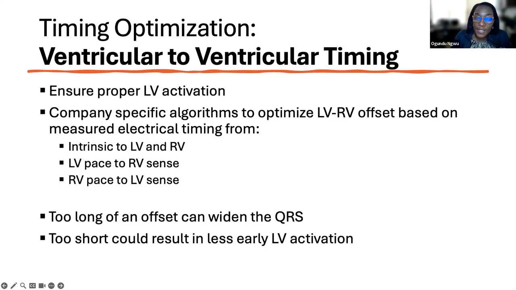But it's a trade-off too. If the threshold over there is extremely high and it's going to drain the battery, then maybe you take the one that is not as late. So it is really a combination of multiple things. And you can sometimes pace the RV and the LV together, or you can have an offset where you pace the LV before the RV or vice versa. So these are things that you measure, and you look at the QRS complex and you look at the activation, because what you're trying to do is get your QRS to be narrow and also maximize the improvement on the systolic function.